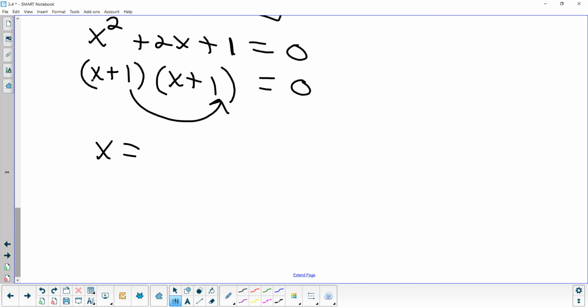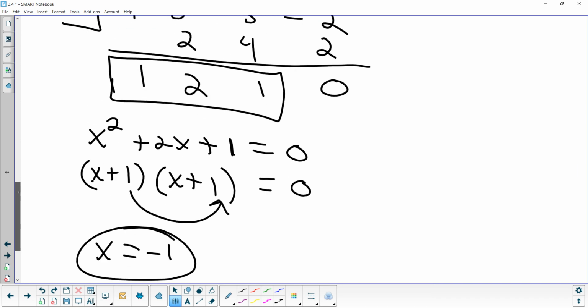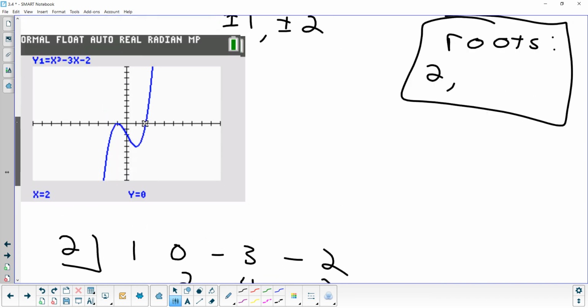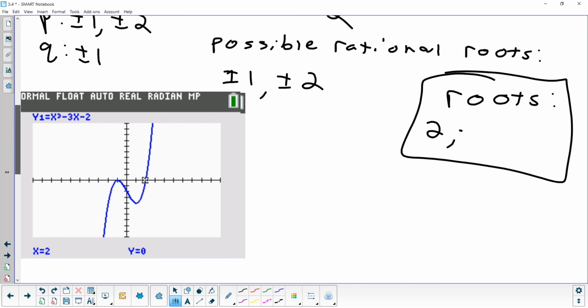So -1 is what we call a repeated root. It makes two different factors 0. You don't have to write it twice. We just have to make sure we write it. So x equals -1 and +2 were my roots.